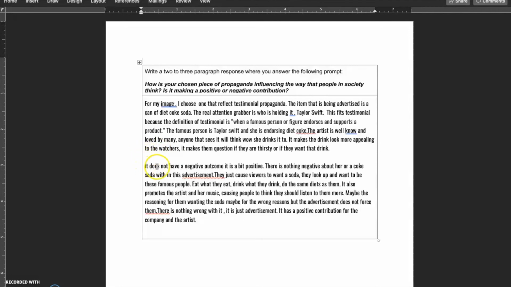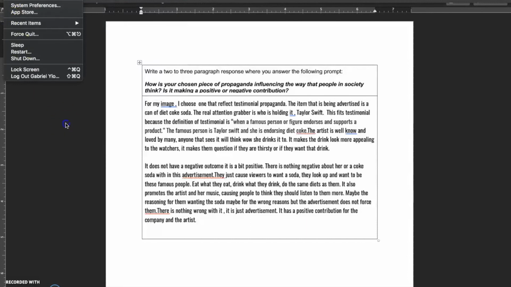Awesome. It does not have a negative outcome. It is a bit positive. There's nothing negative about her or a Coke soda within this advertisement. They just cause viewers to want a soda. They look up and want to be these famous people. Eat what they eat, drink what they drink, do the same diets as them. It also promotes the artist and her music, causing people to think they should listen to them more. There's nothing wrong with it. It's just an ad. It has a positive contribution for the company and the artist. That is a very important statement that she pointed out.